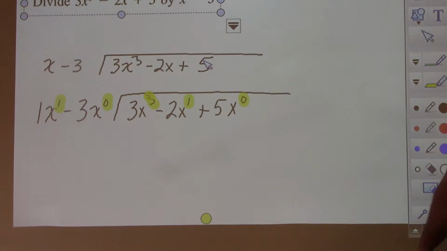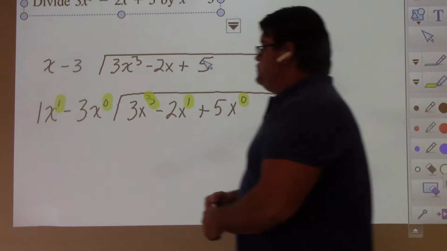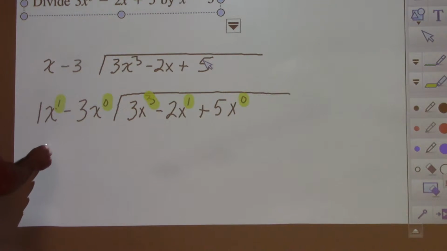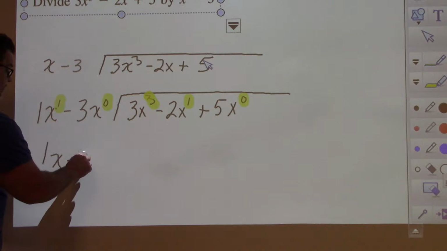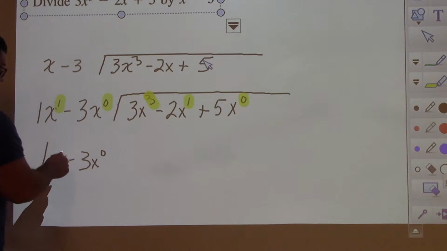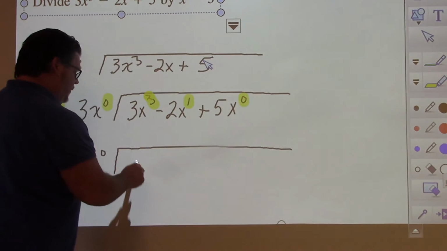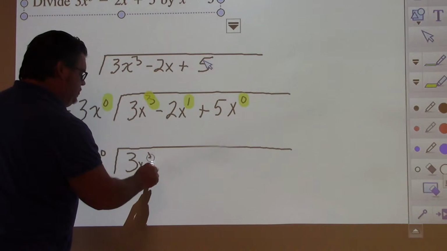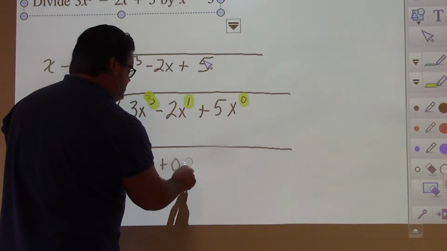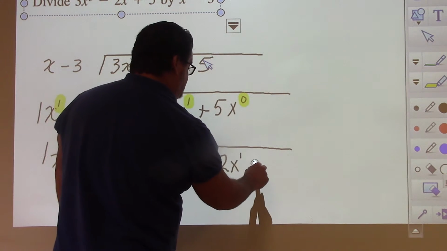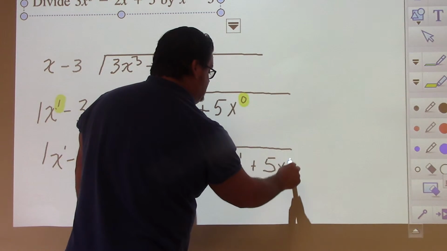So you have to put a blank there. I put the term. I don't put a blank. The blank always messed me up. So I take and I put a term there. This you can write back the way it was, x minus 3, or you can rewrite it 1x minus 3x to the 0. You can write it like that if you want to. 3x to the third plus 0x squared minus 2x to the first plus 5x to the 0.